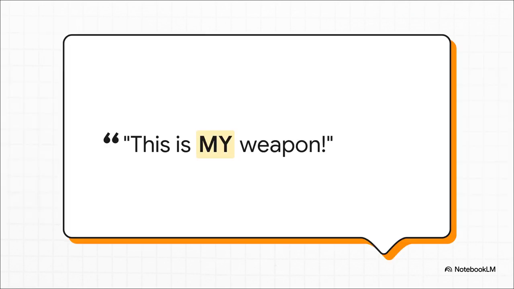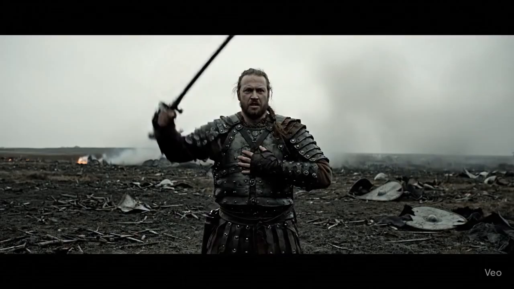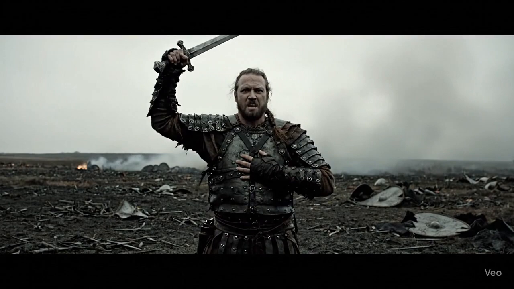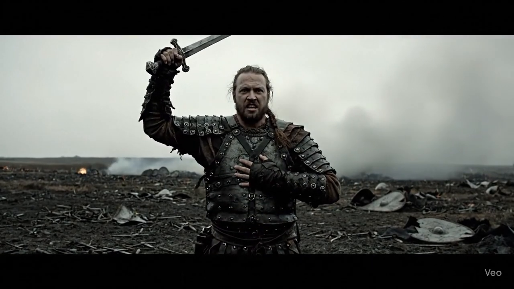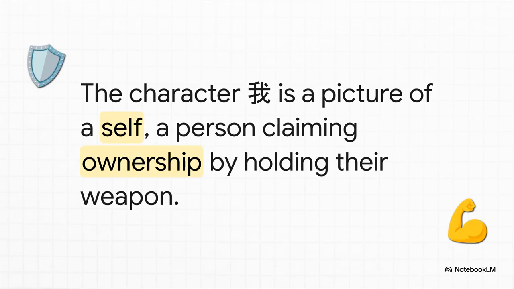Now, I want you to really picture this. Imagine an ancient warrior, maybe in the heat of battle, holding their dagger axe up high. What are they thinking? They're probably thinking, this is mine. This weapon belongs to me, right? They're defining themselves by what they hold, what they protect. This is my weapon. The character for I or me is literally a picture of a self, claiming ownership. It's an individual saying, this is me. Just remember it this way, a hand plus a weapon equals me.